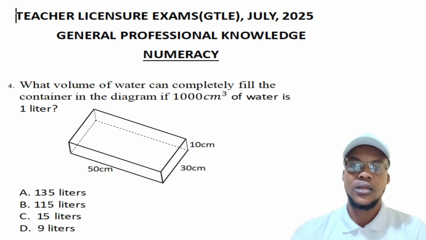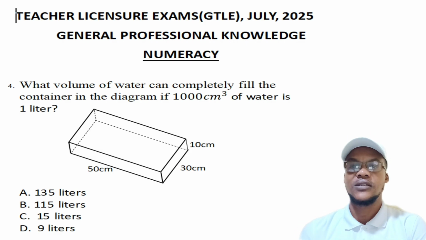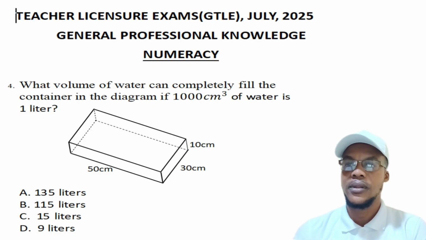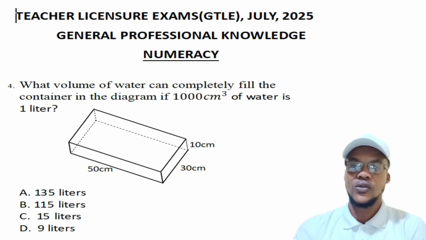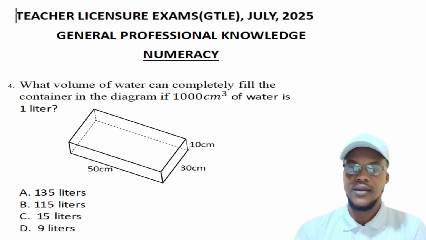So let's quickly look at this question. In this question, we are asked what volume of water can completely fill the container in the diagram if 1000 centimeters cube of water is 1 liter? So this is the diagram we have here. The moment you see this diagram, what is it?